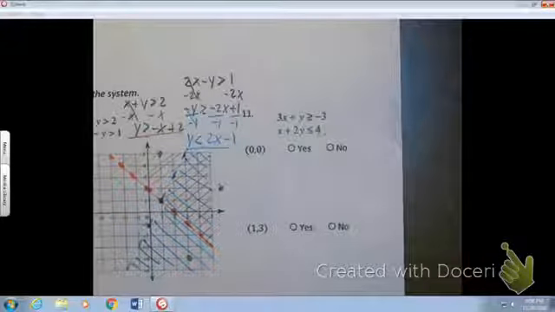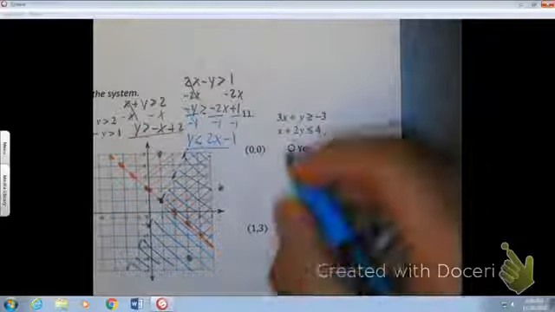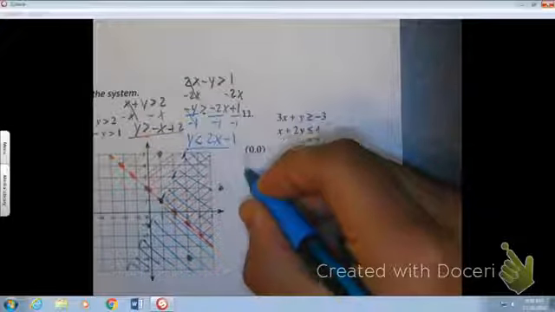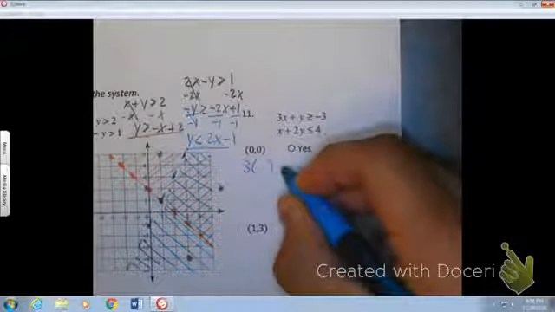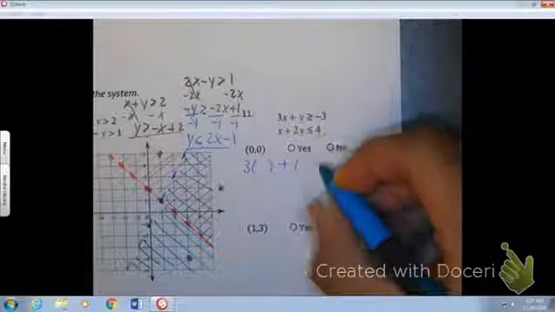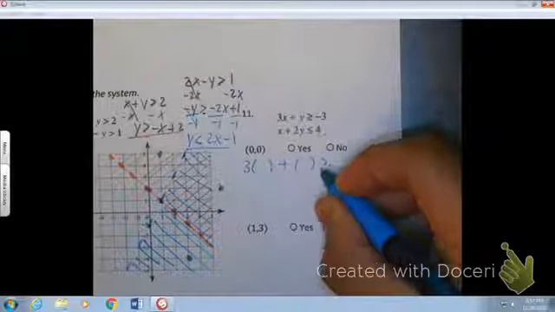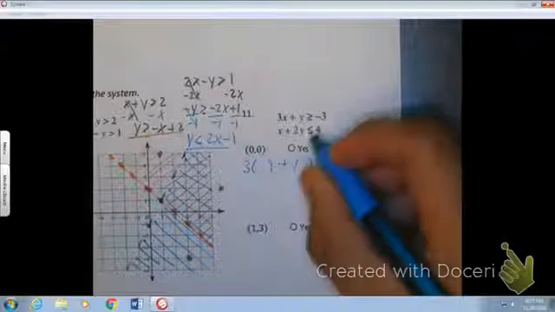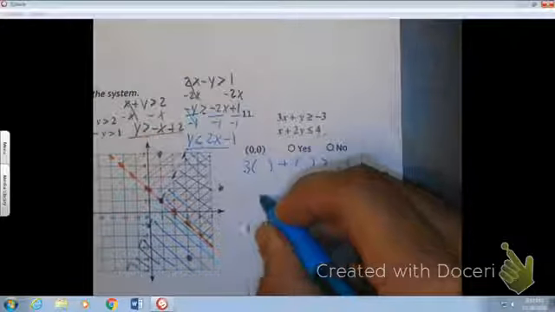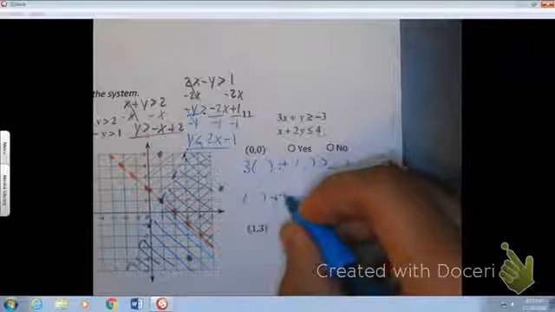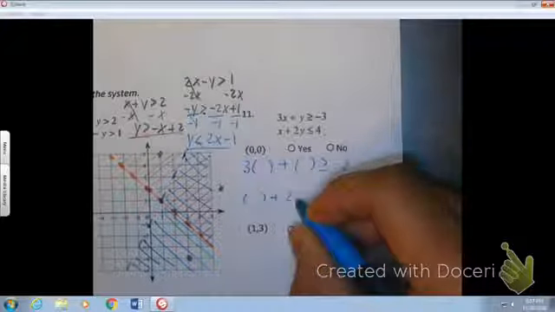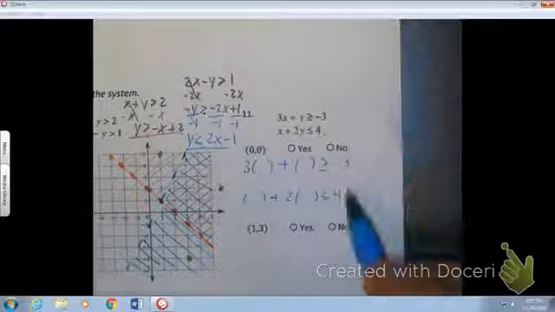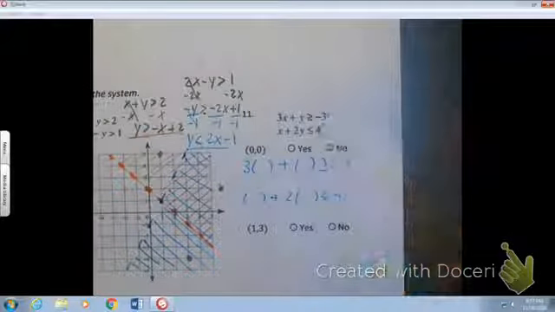So I'm going to copy this without the x and the y. So I have 3 times x plus y is greater than or equal to negative 3. And then I also have the other equation, which is x plus 2 times y is less than 4. So basically I copied this down without the x's.